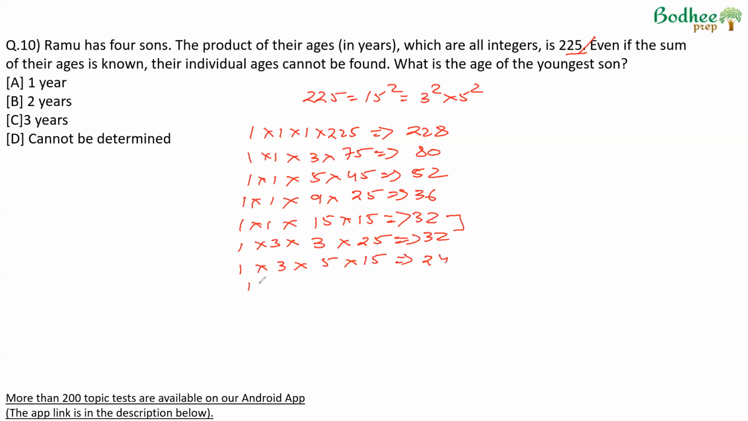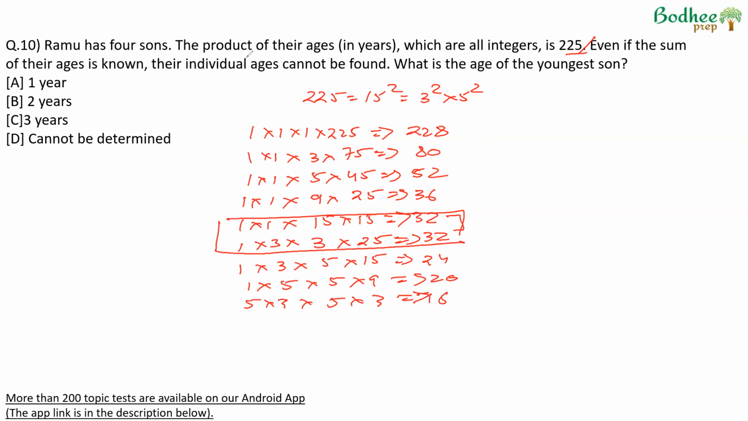We could have 1 into 5 into 5 into 9, which will be 20. We would have 5 into 3 into 5 into 3, which would be 16. As we can see, for all the cases, the sum is different. But if you look at these two cases, the sum is 32.